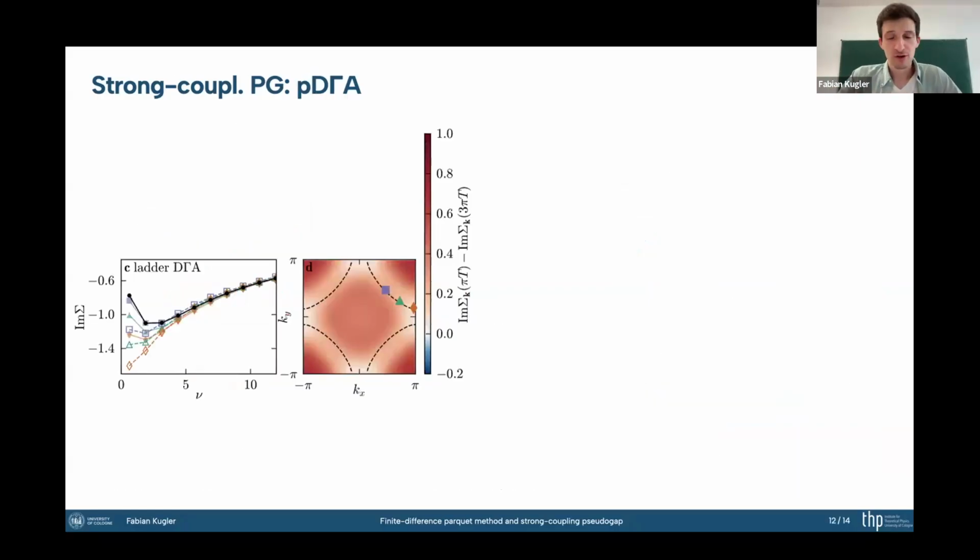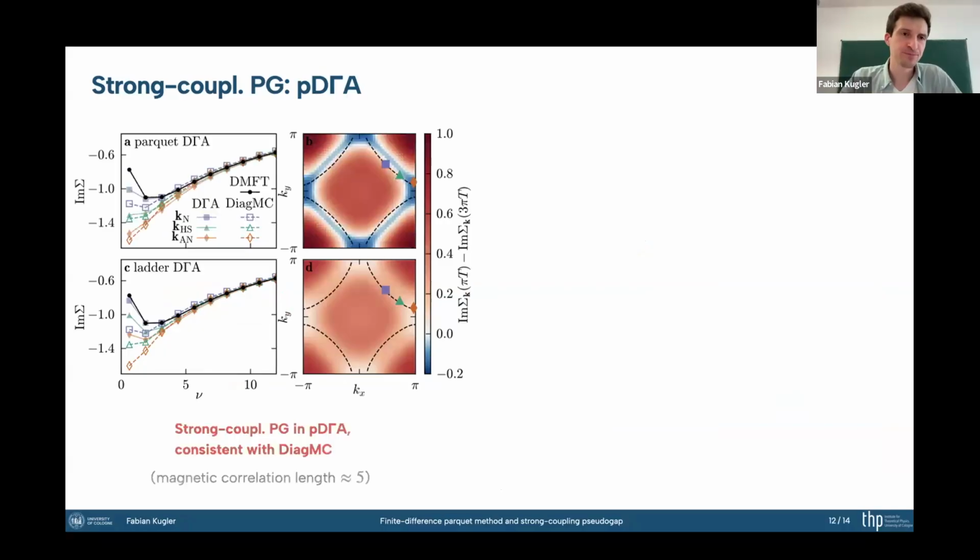But now, fortunately, we can also solve parquet DΓA. And lo and behold, here we find much better agreement with diag-MC. The results are consistent, I would say. And we do find a strong coupling pseudogap. We find this qualitative distinction of metallic behavior at the node and progressively insulating behavior at hotspot and antinode. Indeed, from the color plot, you can see that this sort of negative slope really emanates from the antinode here at the edge of the Brillouin zone.